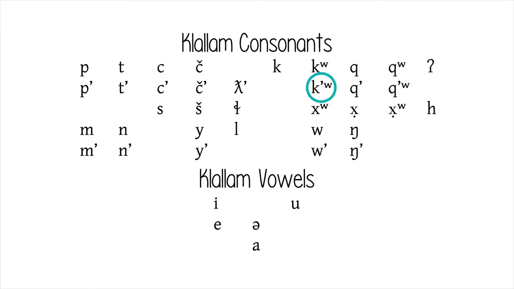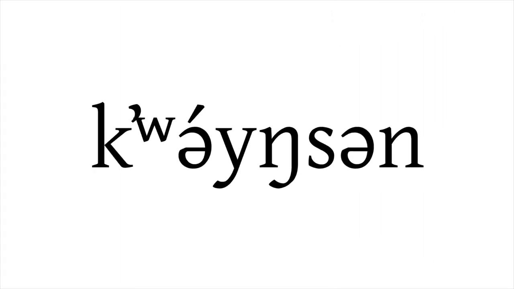A K with a raised W and an apostrophe is an ejective K with a raised W. It sounds just the same as a K with a W, but it's ejected out of the mouth with a strong pop. It's in the Klallam word for eagle.